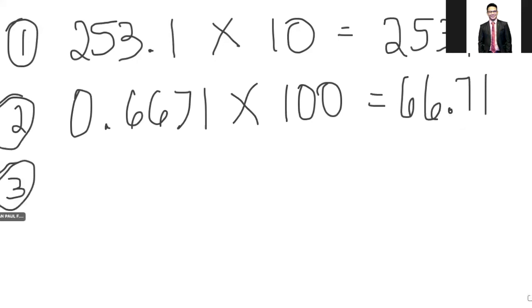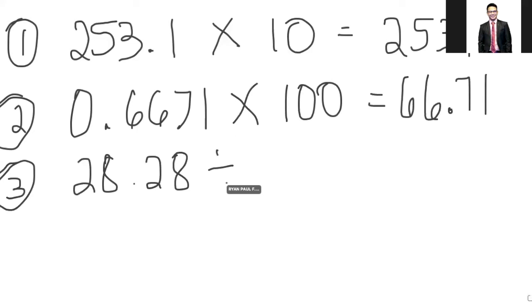Third example. What if we have 28.28 divided by 10? What do we do with the decimal point? Yes, so we will move the decimal point 1 unit to the left. Our answer is 2.828.